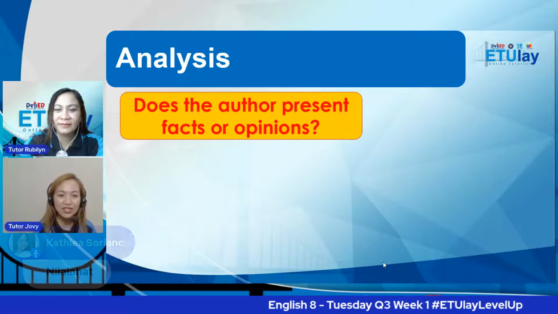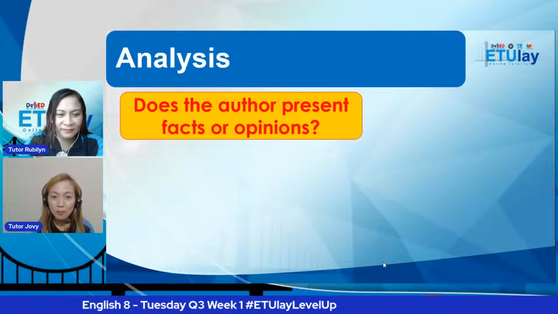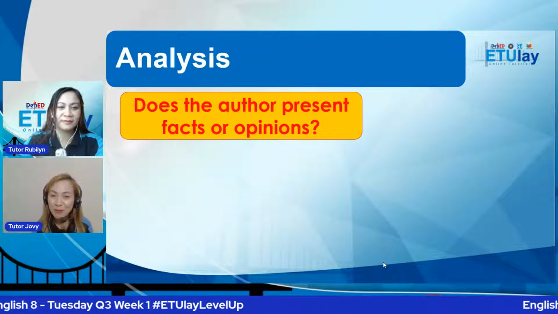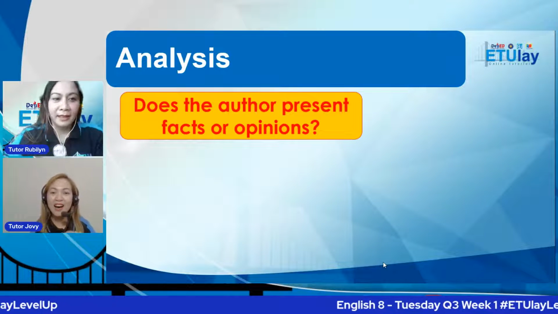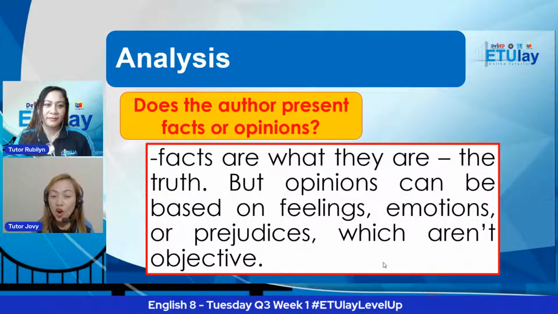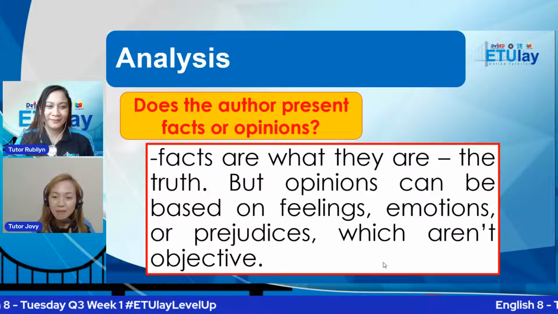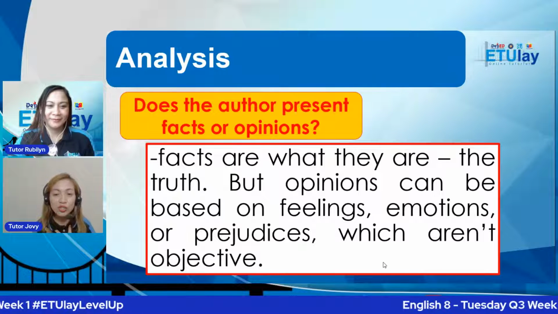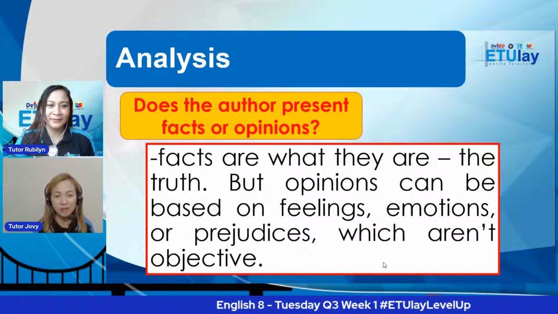Ayan. And we also have here the fifth one, checking the fact or opinion. We already discussed fact and opinion in our previous quarter. Tama po ba, Tutor Ruby? Remember? Fact versus opinion. Ayan. So facts are what they are, the truth. But opinions can be based on feelings, emotions, or prejudices which aren't objective. So opinions are really subjective.